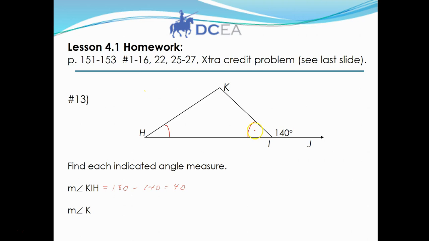And if this is 40 degrees, one of the things it shows you on your diagram is that this angle is congruent to this angle. This is an isosceles triangle. So this is also 40 degrees, and we now have two angles solved. Let's solve for the third. The measure of angle K is 180 minus 40 plus 40, which is 80, minus 80 degrees equals 100 degrees.